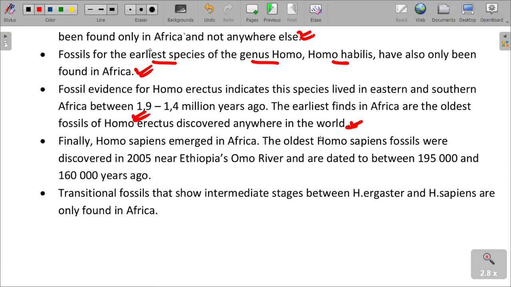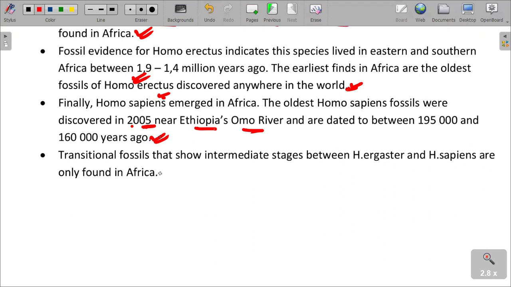And then we can also talk about Homo sapiens, which emerged in Africa. The oldest Homo sapiens fossils were discovered in 2005 near Ethiopia's Omo River and are dated to between 195,000 and 160,000 years ago. These are the oldest fossils of Homo sapiens, and Ethiopia is part of Africa, still supporting the idea that Africa remains the origin. Transitional fossils that show intermediate stages between Homo erectus and Homo sapiens are only found in Africa.